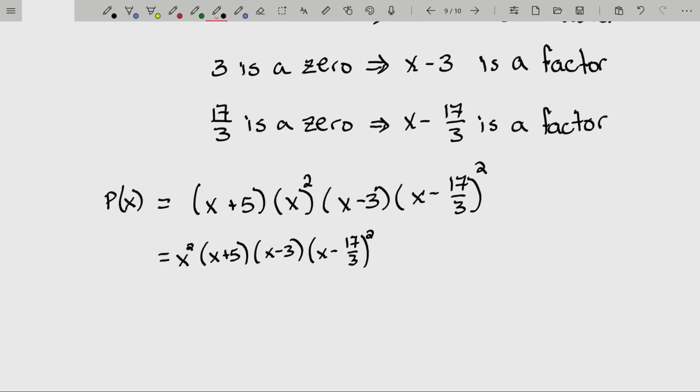You could build polynomials now. If somebody tells you, I know these are the zeros, now you know the factors. And if they tell you the multiplicities of those zeros, you can now put powers on those factors.